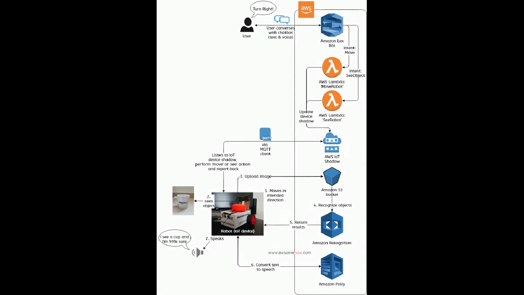There is also another Lambda function called cRobot. What cRobot does is that if the intent was to see an object or to look at an object that is placed in front of the robot, the Lambda function updates the device shadow for the robot on AWS IoT, indicating that the robot should actually look for an object.